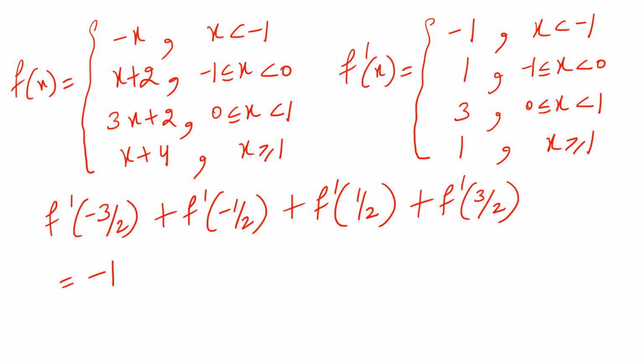Now minus 1 upon 2 lies in the second region. So the value of f dash minus 1 upon 2 is going to be 1. The value of f dash 1 upon 2 is 3. And the value of f dash 3 by 2 is 1. So the final answer comes as 4. So that means statement S1 is wrong. Now students, we move to the statement S2.